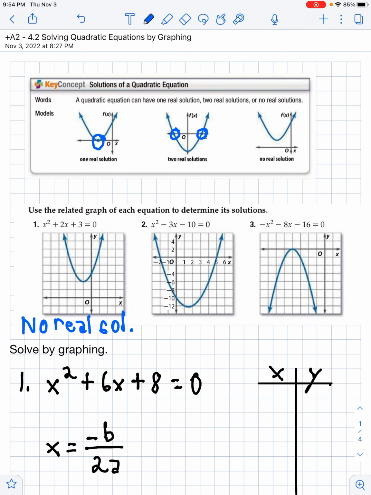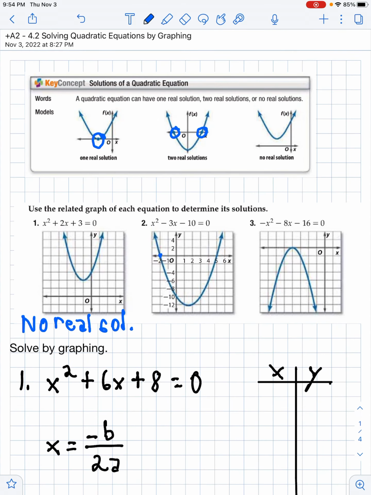In the second graph, it crosses the x-axis in two places at -2 and +5. So there are two real solutions, and they are -2 and +5. And in the third graph, it's tangent to the x-axis at its vertex, which is -4. And so there's one solution, -4. In problems 2 and 3, this is the value of x for which we have a solution. So x equals -4, or x equals -2, or x equals 5.